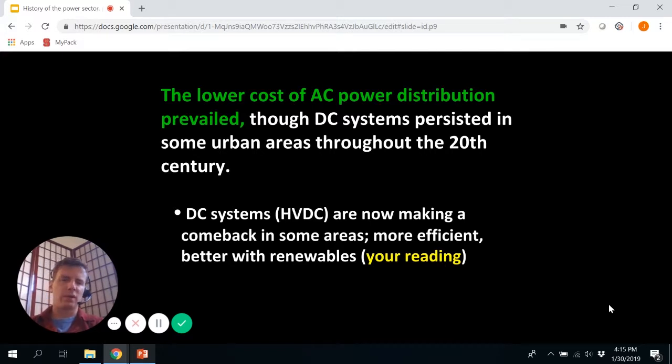Just a side note, the DC systems, especially high voltage DC, are now making a comeback in some areas. They can be more efficient and make it easier to integrate variable renewable energy like wind and solar. And so this is what part of your reading for this time touched on.